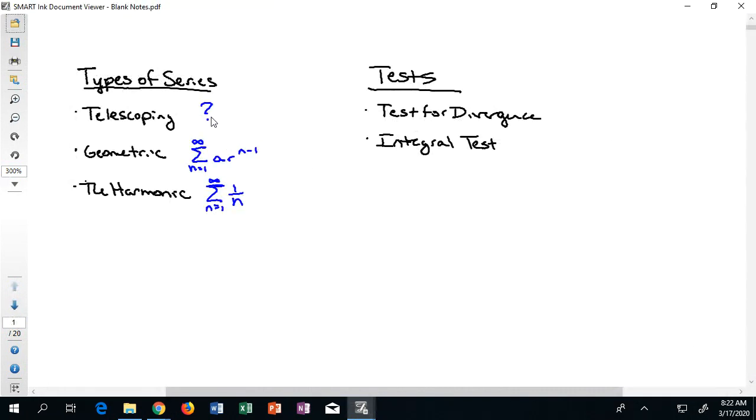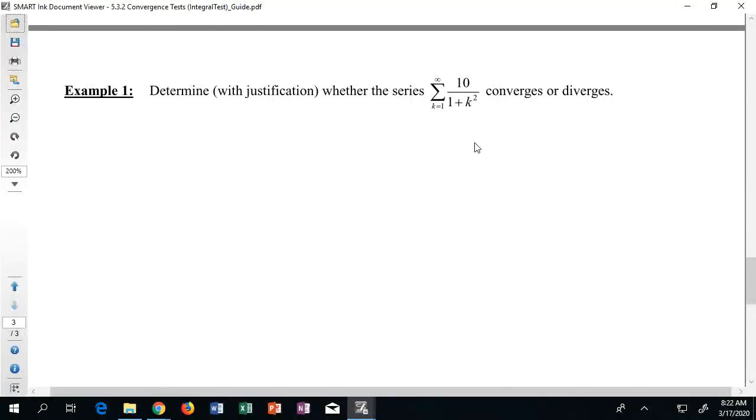Is it telescoping? Well, we know that telescoping series have something to do with subtracting of terms, so a lot of things can cancel out. And I don't see that initially. The only way I might be able to get there is by using partial fractions. And I don't see a way to factor that denominator, so I don't think that's going to be of use.